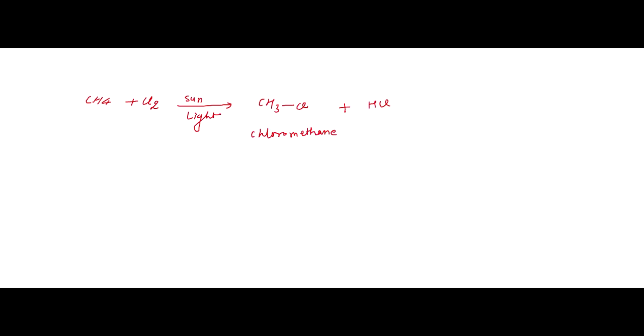This is the word chloromethane. Got it? So chloromethane is the halogen substituted product of methane. Similarly, if you take C2H6 and add Cl2 using sunlight, without sunlight this reaction is not possible, it will give CH3CH2Cl plus HCl. This is chloroethane. So you can understand what is happening: the hydrogen is getting replaced by halogen. So they are haloalkanes.